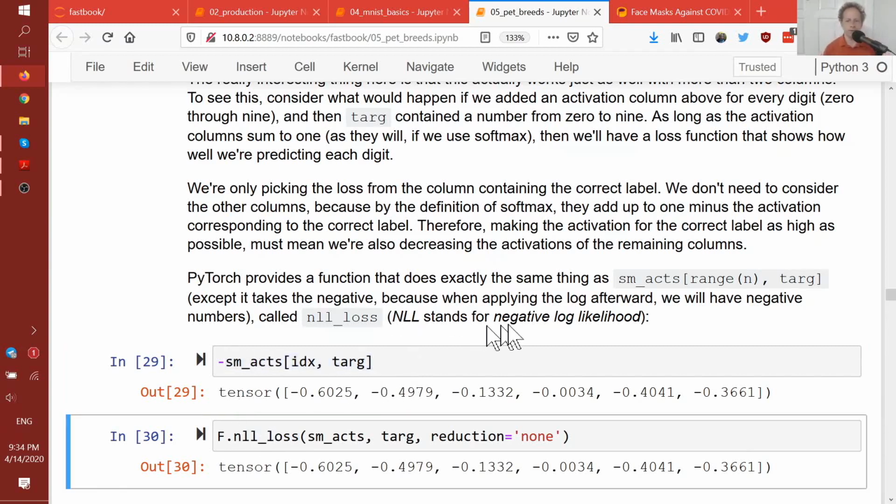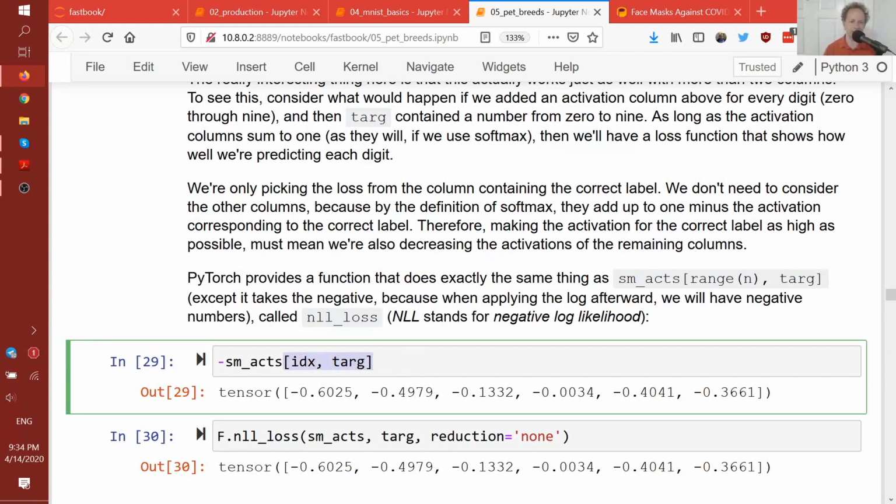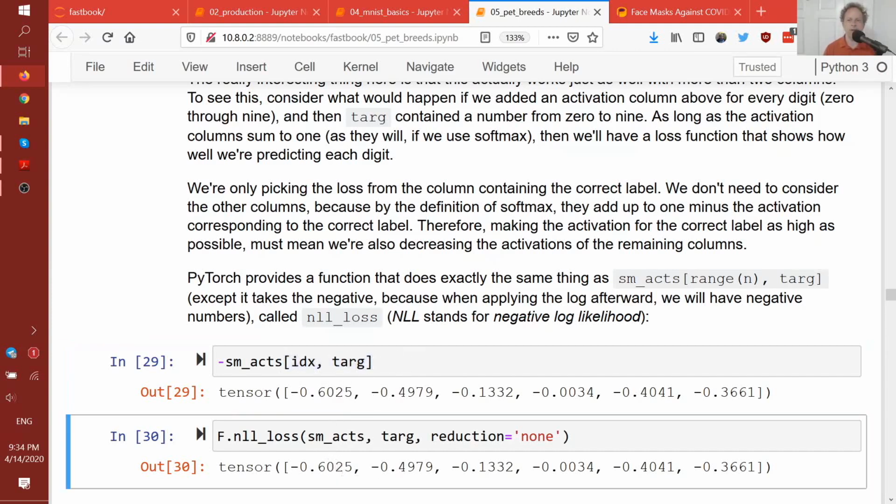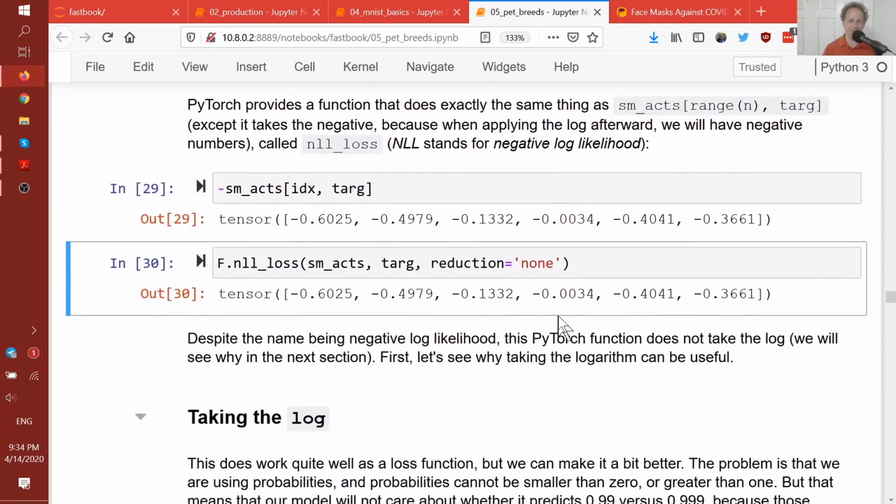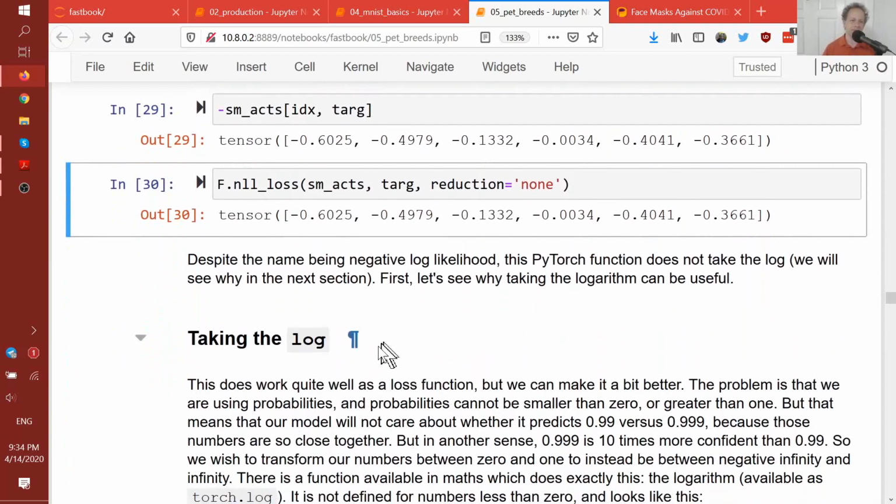NLL loss stands for negative log likelihood. Again, sounds complex, but actually it's just this indexing expression. Rather confusingly, there's no log in it. We'll see why in a moment. So let's talk about logs.